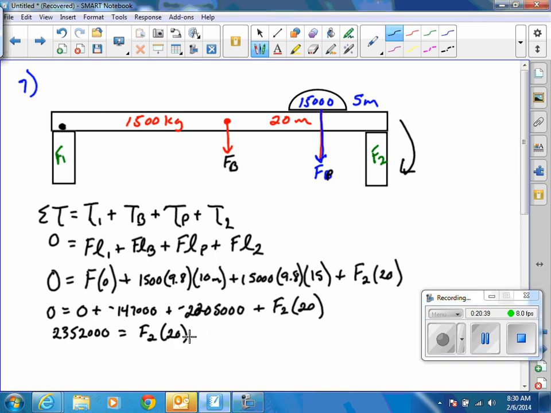Divide by 20, very good. And when you now divide that by 20, the 20s cancel out, and you're left with an F2 equal to 117,600. Good job. Now, positive or negative? Positive. Which way does the leg of the chair have to push? Up, and that's why it's positive.